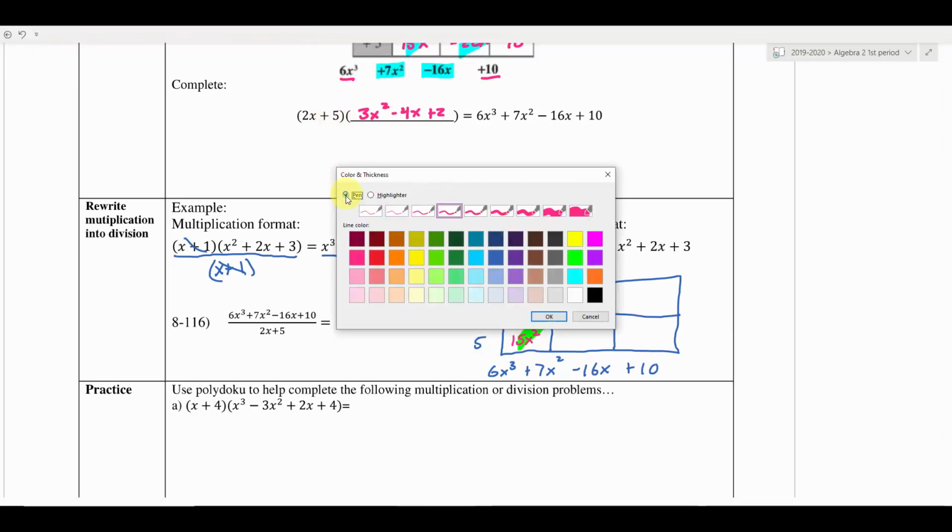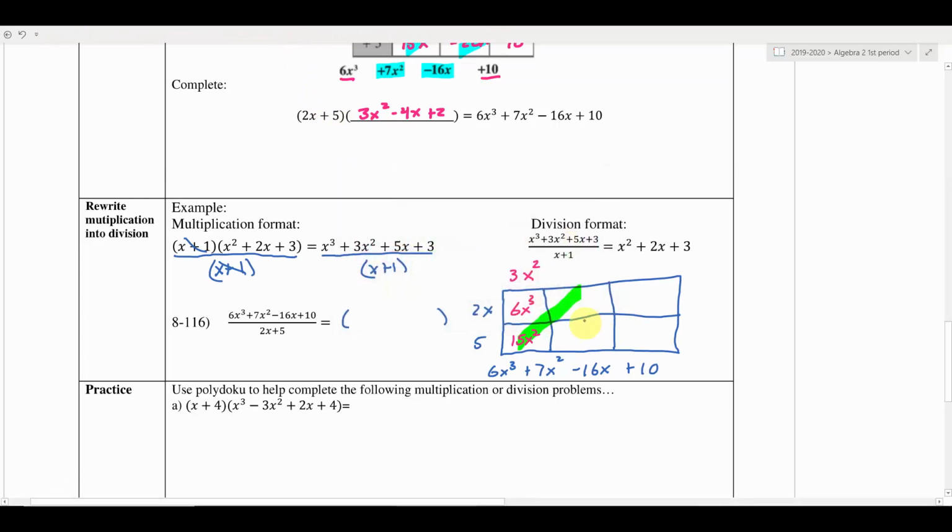Keep selecting the wrong thing here. It wants me to have a highlighter. There we go. Then I know I need a negative 8x to go in this box, so that way when they add, I get this 7x squared down here.